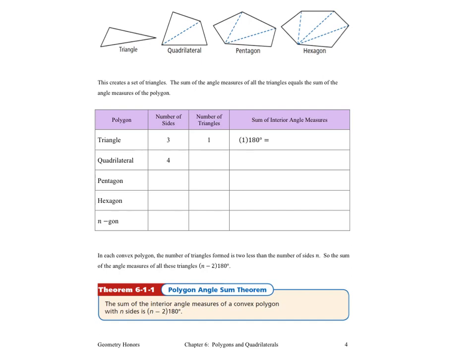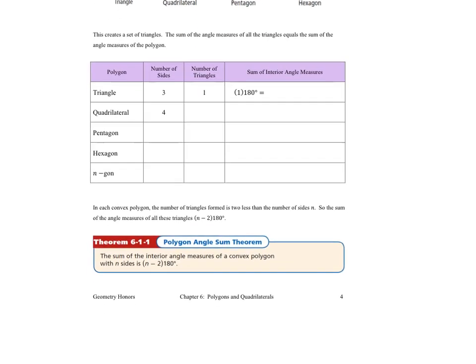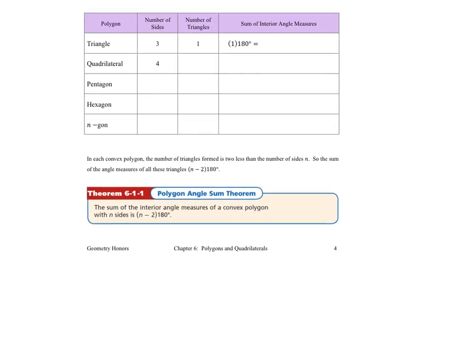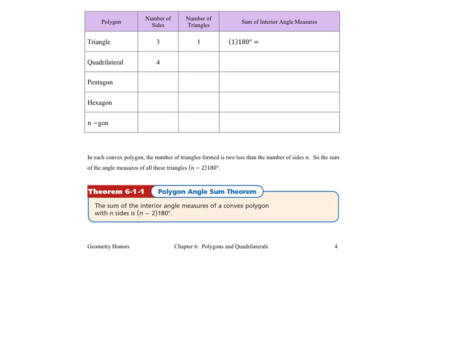I'm going to ignore this and jump right down to the theorem. The polygon angle sum theorem. The sum of the interior angle measures of a convex polygon can be found using this formula. So for instance, if I have a triangle, which has 3 sides, I can use this (n minus 2) times 180 to see how many degrees are in the triangle. Well, we take the n, the number of sides, and we place that there, so we get 3 minus 2, which is 1, times 180. So in a triangle, there's 180 degrees.